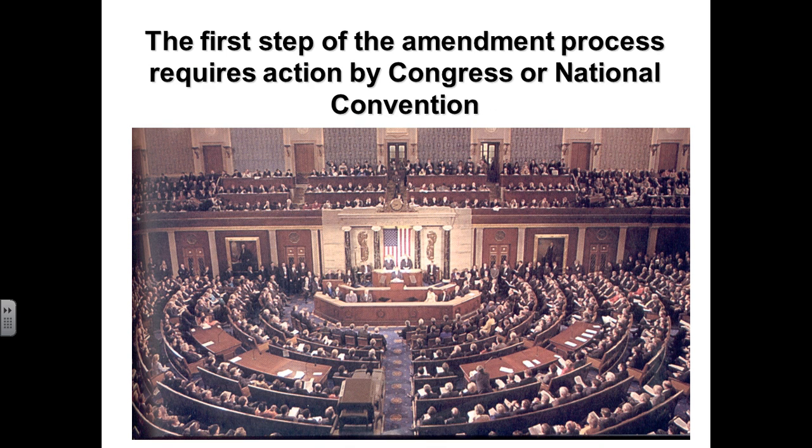The first step of the amendment process requires action by Congress or National Convention. But even before that, someone has to have an idea. Usually, someone or a group of people sees a problem with the government or a problem that the government can fix. Then they start getting support by educating people, creating an interest group, and then they contact their government representative. So they contact the person who represents them in Congress or the Senate, and then that person tells the idea to Congress.